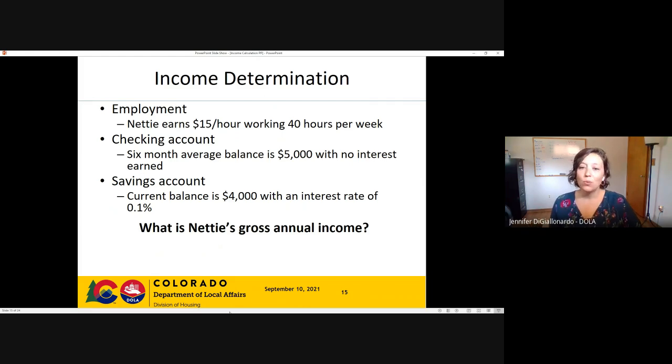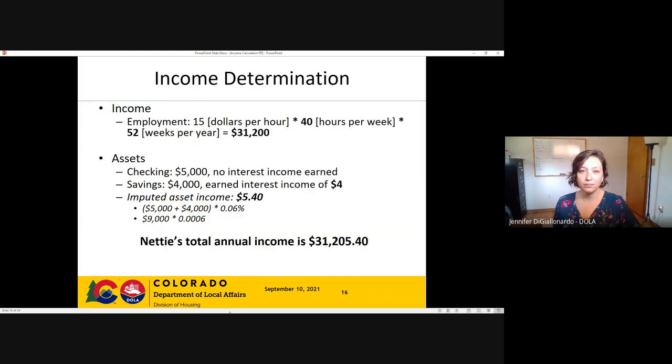And so one thing that we want to be sure to consider is the checking account and the savings account, those combined, that's over $5,000. So let's go to that determination. So here we are with $15 an hour employment. She works 40 hours per week, and there's 52 weeks in a year. Her total annualized income from employment alone is $31,200.